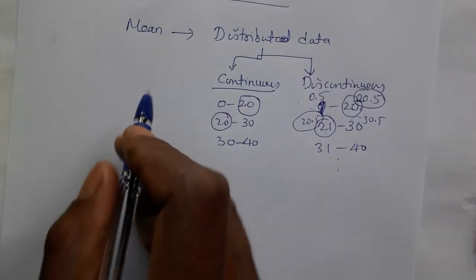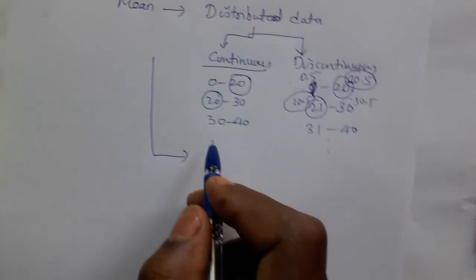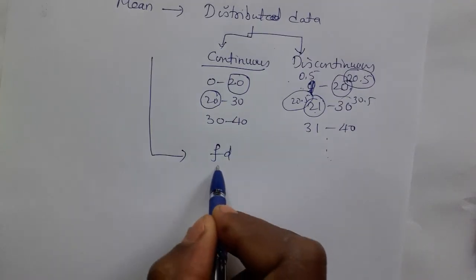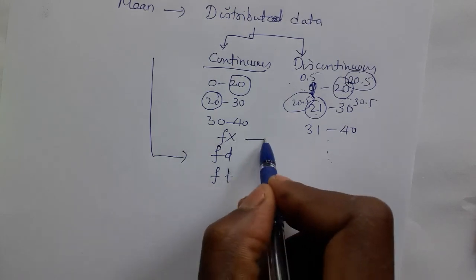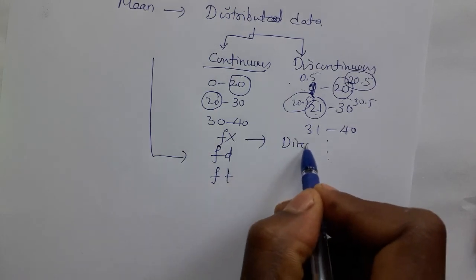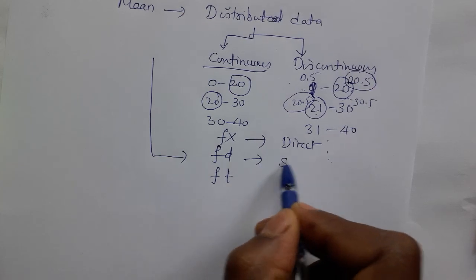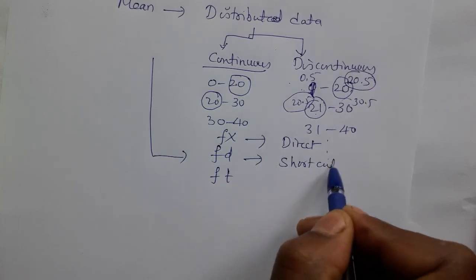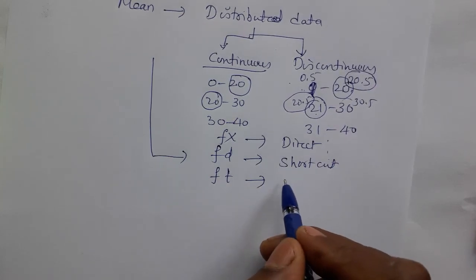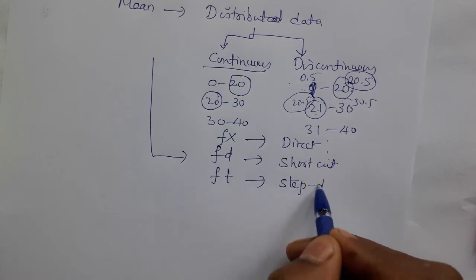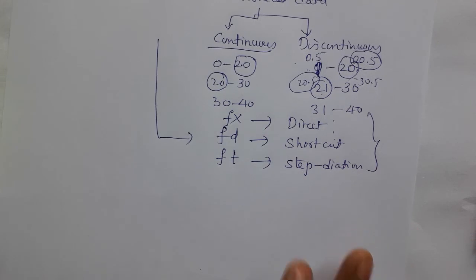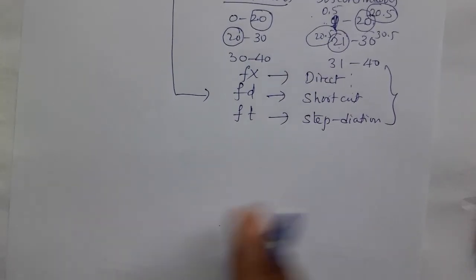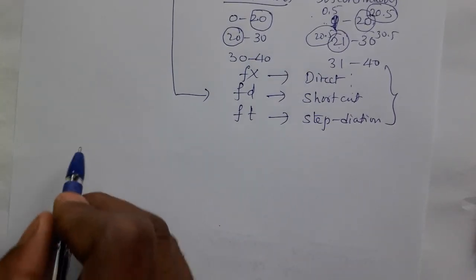In mean, there are three methods we have seen: one is the FX method, one is the FD method, another one is the FT method. The FX method is called the direct method, the FD method is called the shortcut method, and the FT method is called the step deviation method. These three methods we have seen in the last class. Now we'll go to the next step.